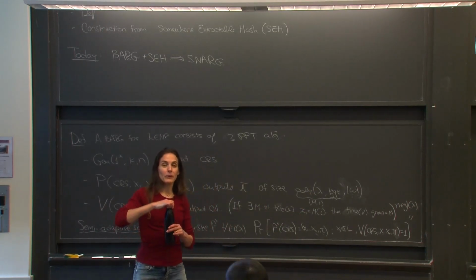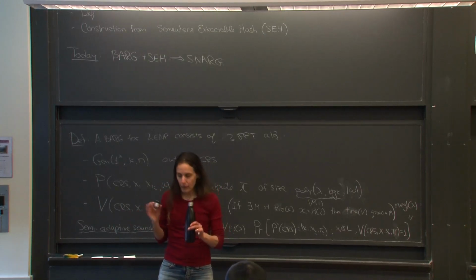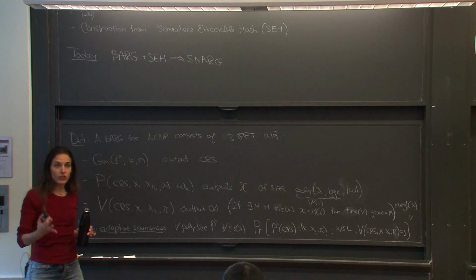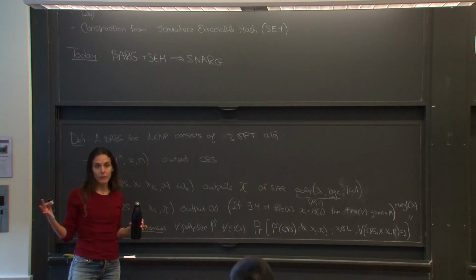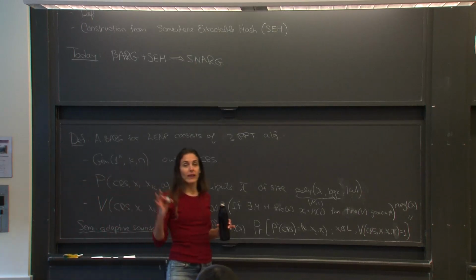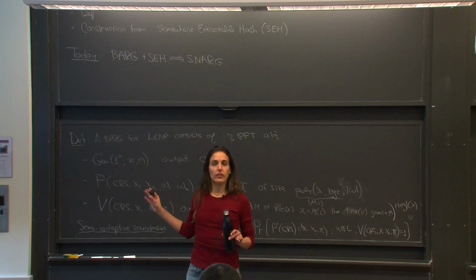Just a reminder, the length of the CRS is sublinear in K as well. In general, you want the length of the CRS to be sublinear in K. In the SNARG construction, it's polylog K. Okay. But when we talk about SNARGs, in the BARG construction we have the CRS.